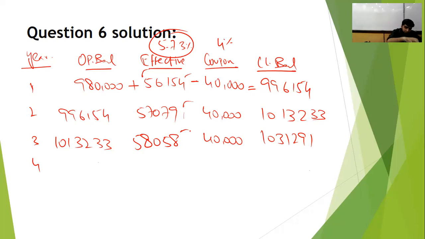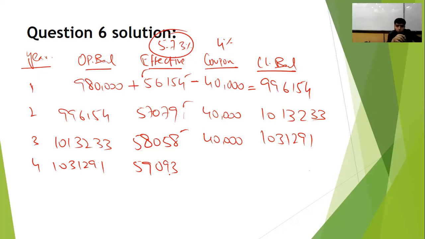Now, coming to the last year. Now, I need your concentration. 101,321 is the opening balance, and again the effective rate is applied on the invested amount, that is 5.73%, and this will make 5,959,093. Now let me please concentrate on this screen.